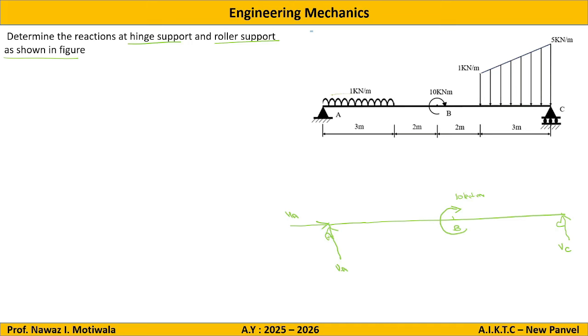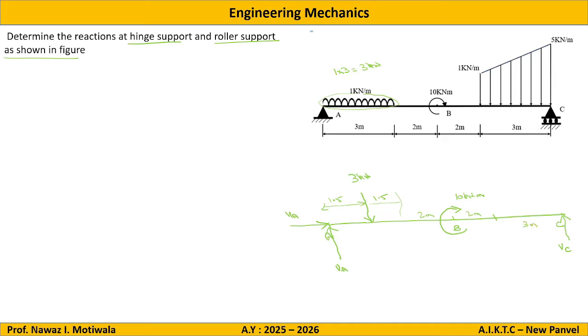So here you can see there is a UDL. The UDL value is intensity into length. So 1 into 3, that is a 3 kilonewton force acting exactly at the center. So I will make this force here. Value of force is 3 kilonewton. At the center means this distance will be 1.5. If this is 1.5, so this also will be 1.5. And this is 2 meters. Then this is also 2 meters. And this is 3 meters.